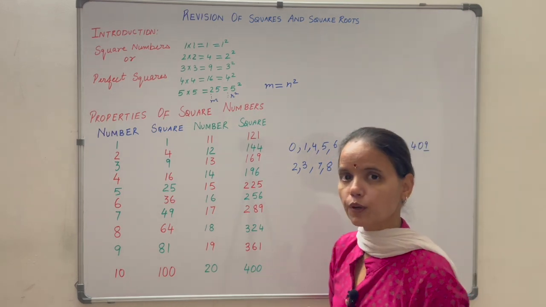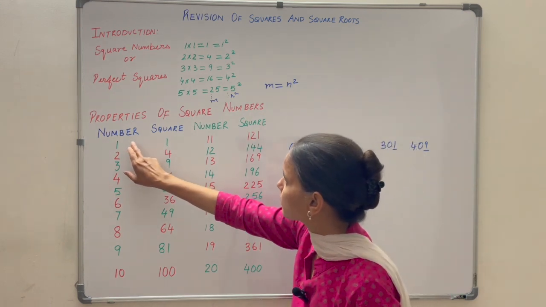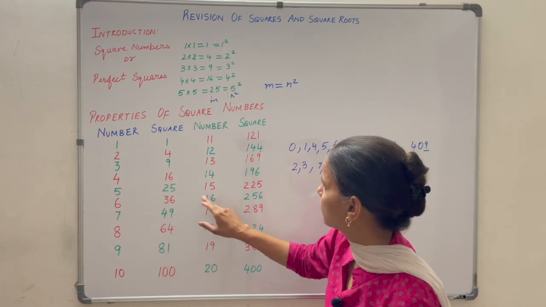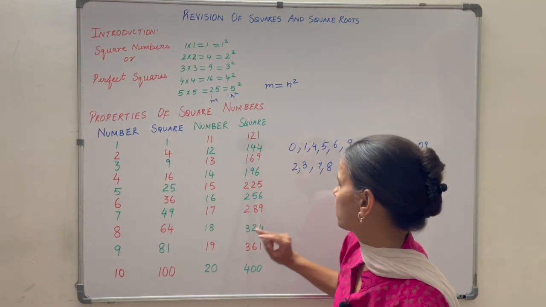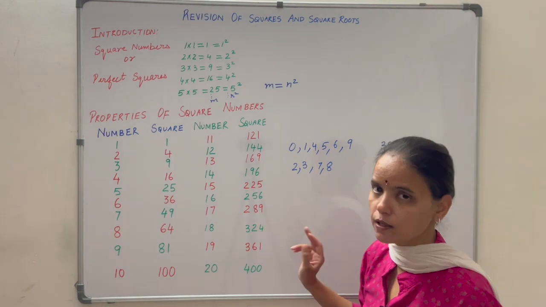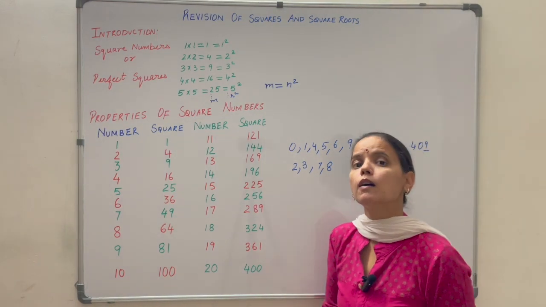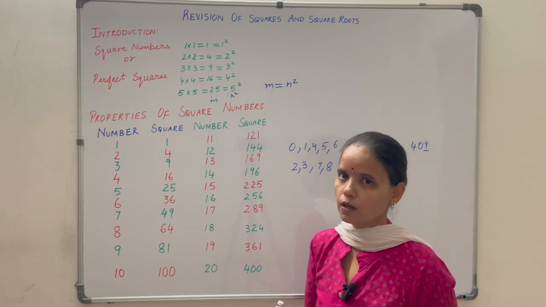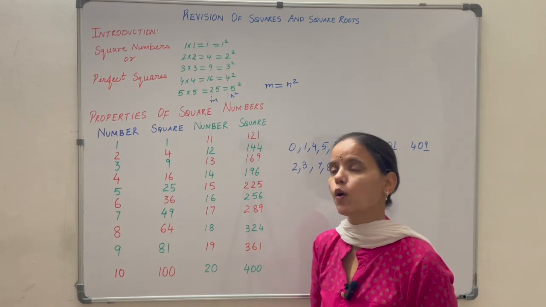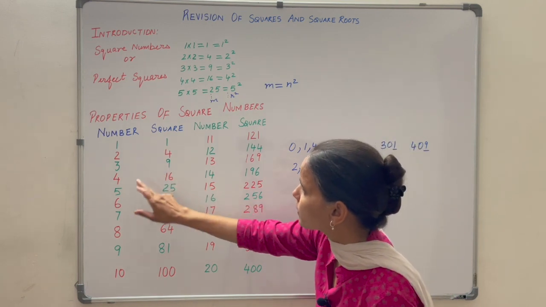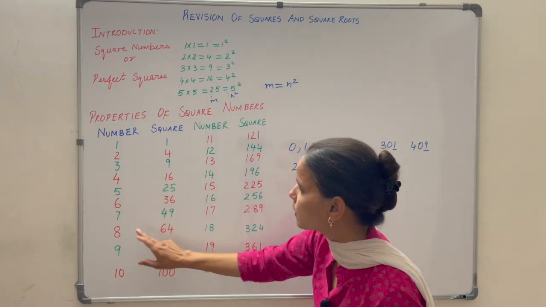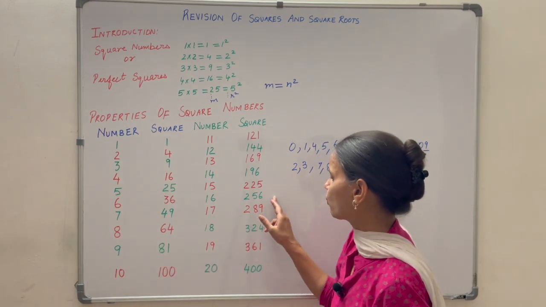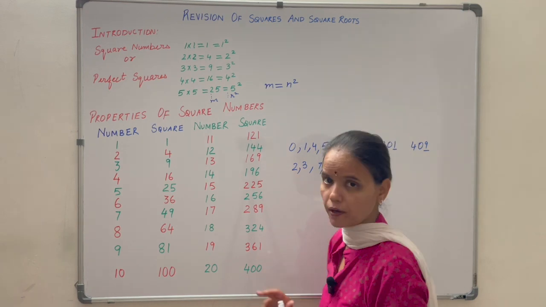Now you see here one more property. All the squares of odd numbers: 1 square is 1, 3 square is 9, 15 square is 225, 19 square is 361, and so on. That means if you take the square of an odd number, it is always odd. So the square of an odd number is always odd. Similarly, the square of an even number is always even. You can see here 8 square is 64, 16 square is 256, 20 square is 400.